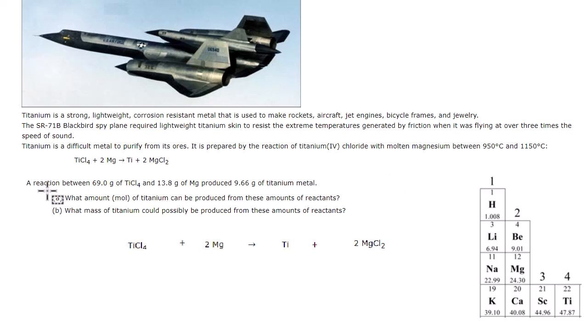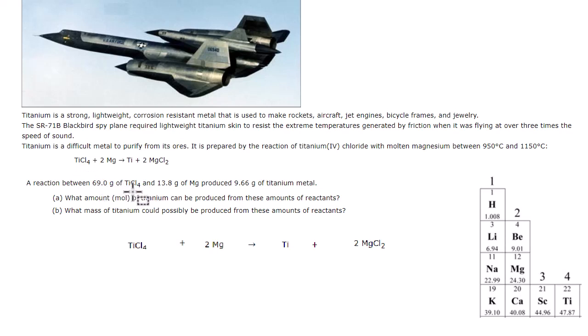The reaction between 69 grams of titanium tetrachloride, or TiCl4, and 13.8 grams of magnesium produced 9.66 grams of titanium metal. Well, they've got three numbers here to deal with. A limiting reactant problem has more than one reactant. And this is the giveaway.